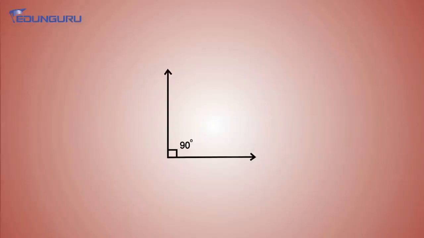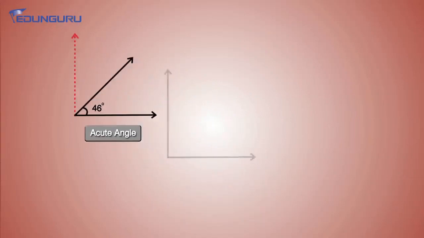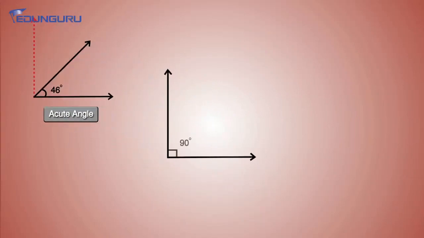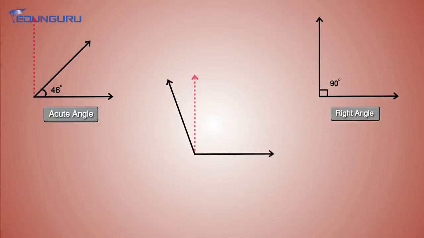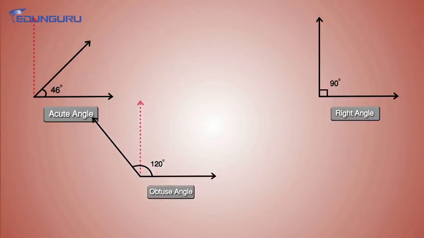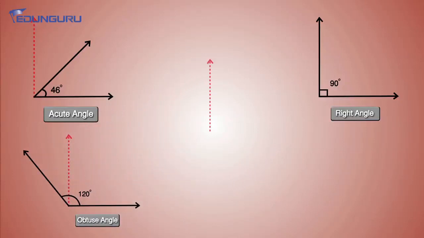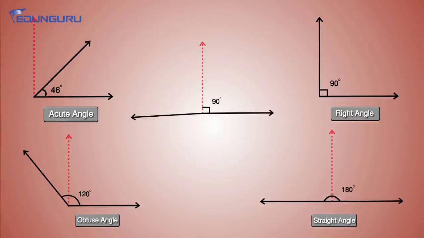If the measure of an angle is less than 90 degrees, it is called an acute angle. If the measure of an angle is equal to 90 degrees, then it is called a right angle. And if the measure of an angle is greater than 90 degrees, then it is called an obtuse angle. Now, if the measure of an angle is exactly 180 degrees, this is called a straight angle. Now, if the measure of an angle is greater than 180 degrees but less than 360 degrees, this is called a reflex angle.